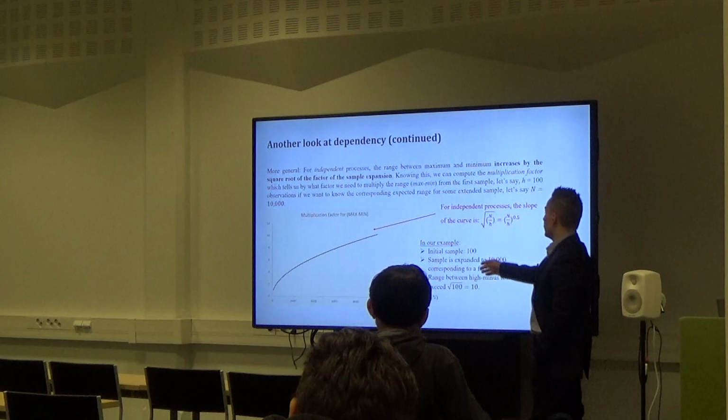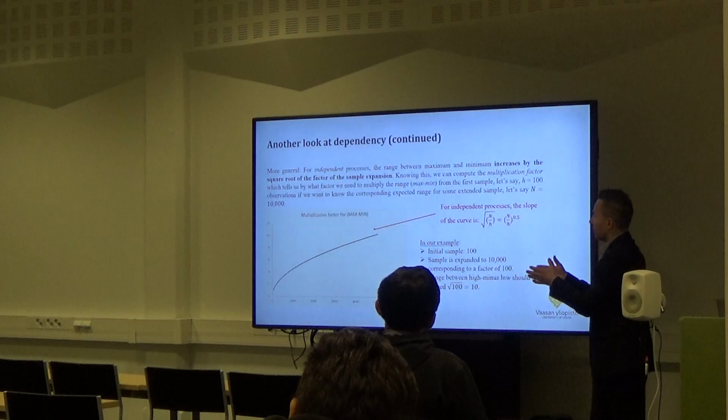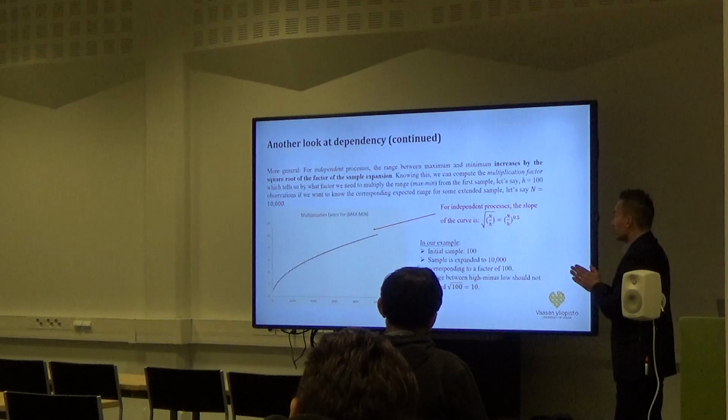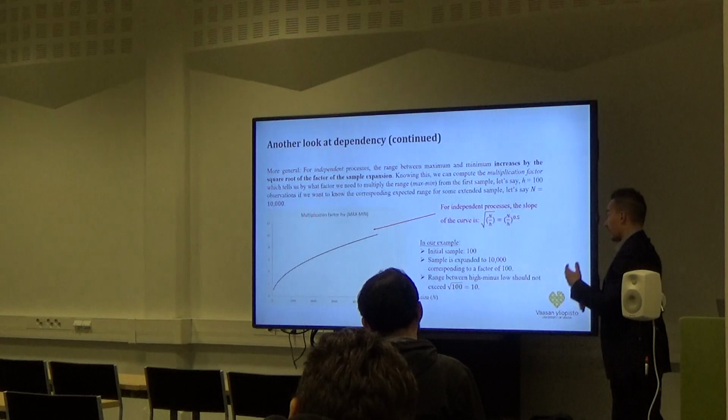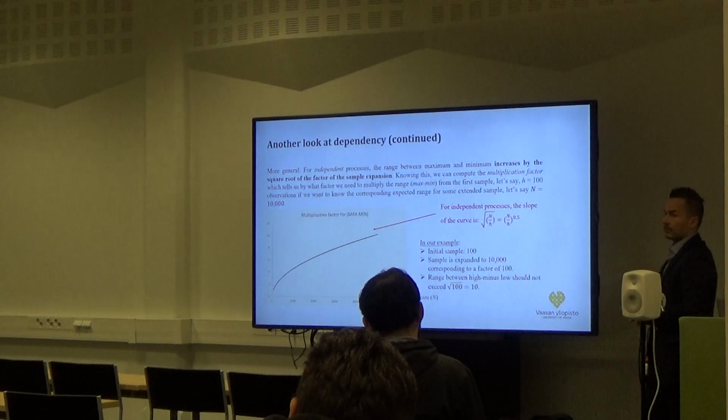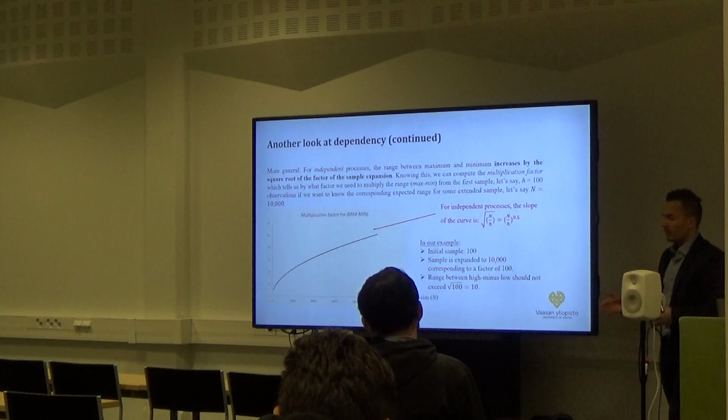In our previous example, the initial sample was 100, and the extended sample is equivalent to 10,000. 10,000 over 100, so the extension factor is 100. And the range between high and low should not exceed the square root of 100. So that's how we can think about it. And that is only true if the process is memoryless.